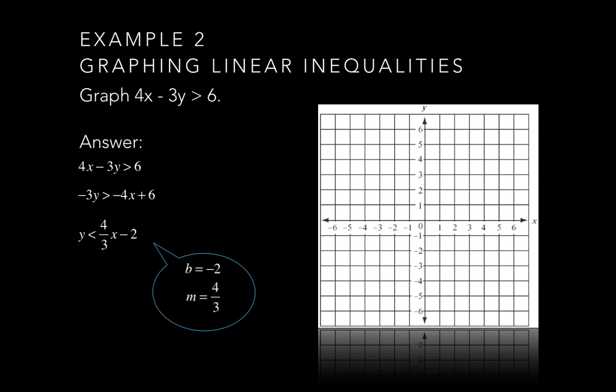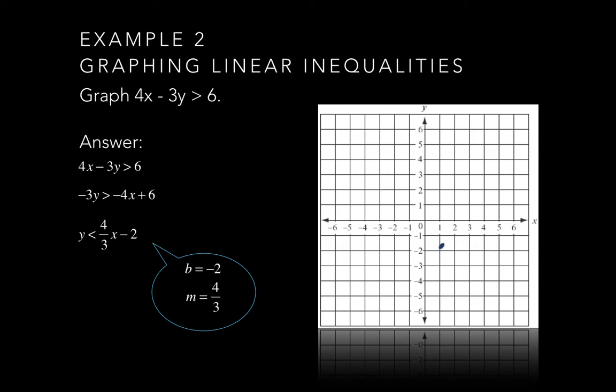We know that our y-intercept is -2. It is our b value. It is where we will begin. And our slope is 4/3. It is the value in front of x. It is our m. It's telling us how to move from your beginning point.